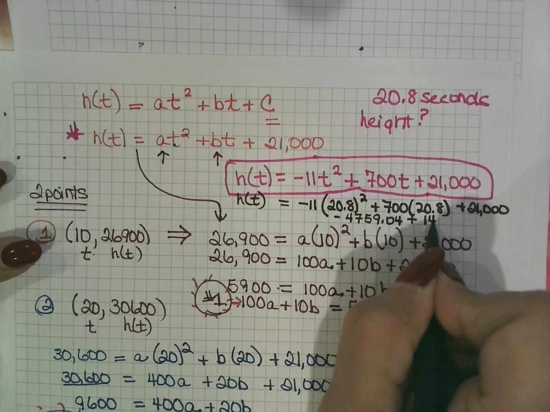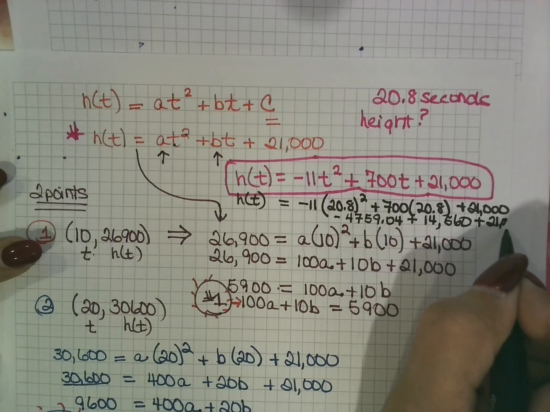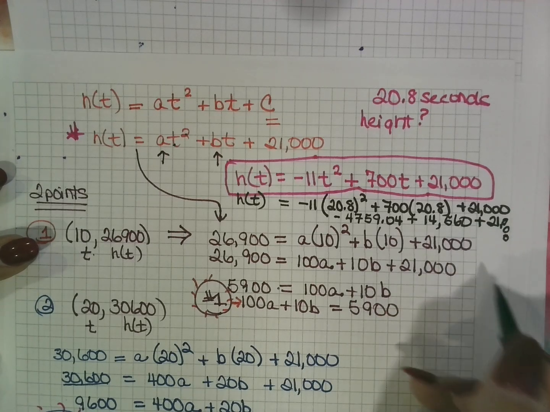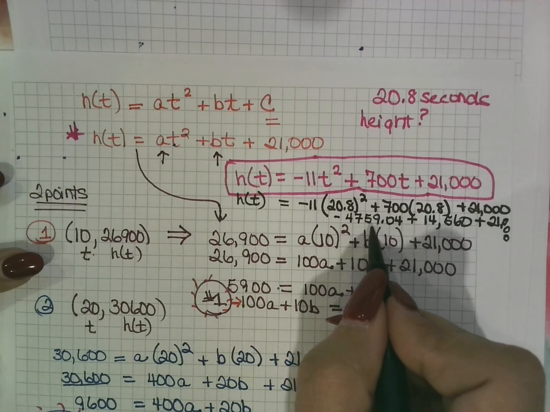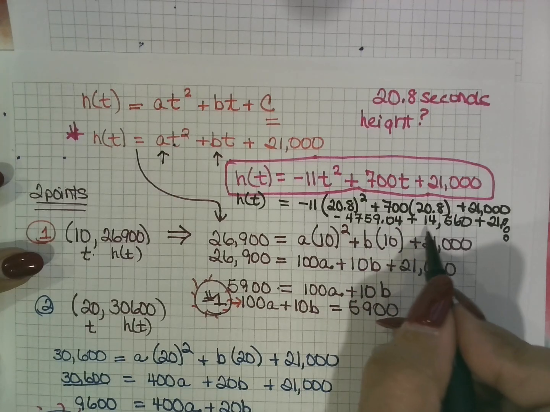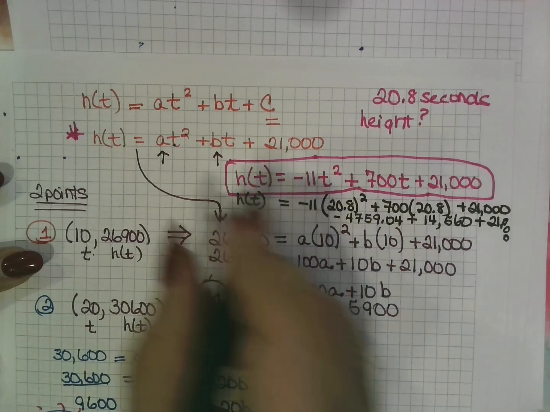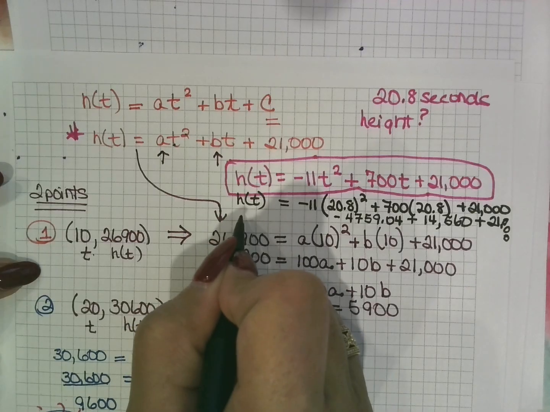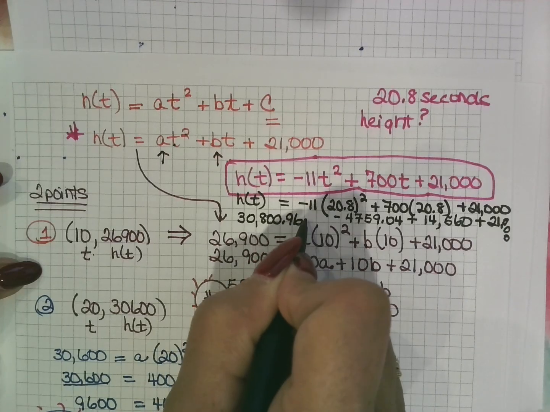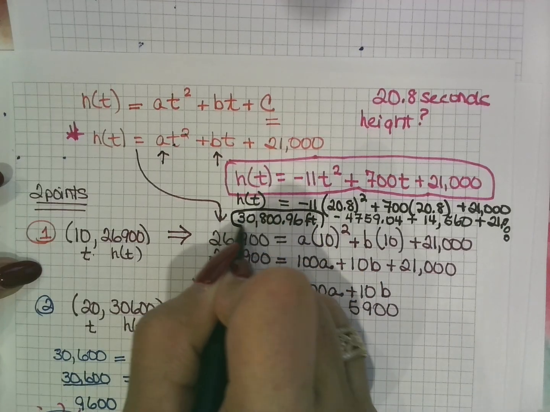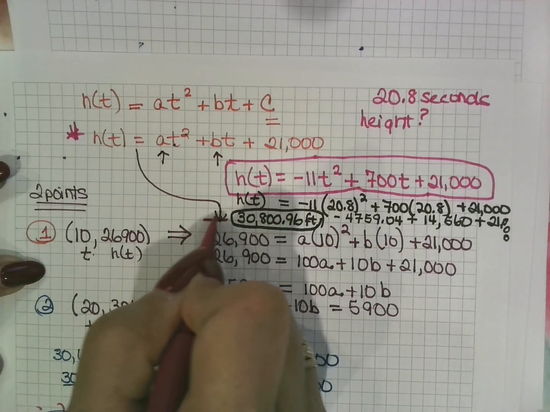You're going to get 14,560. And then add your 21,000. So we're going to take negative 4,759.04 plus 14,560 plus 21,000, and you should get a grand total of 30,800.96, and this is feet. That's how high the plane is off the ground. And that, guys, is actually your answer right there.